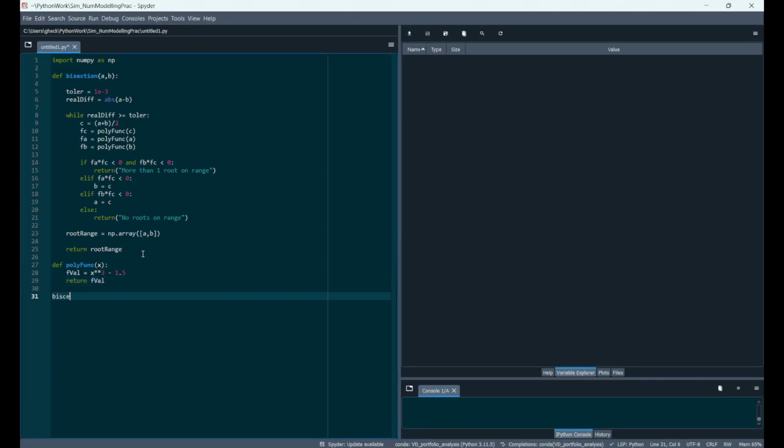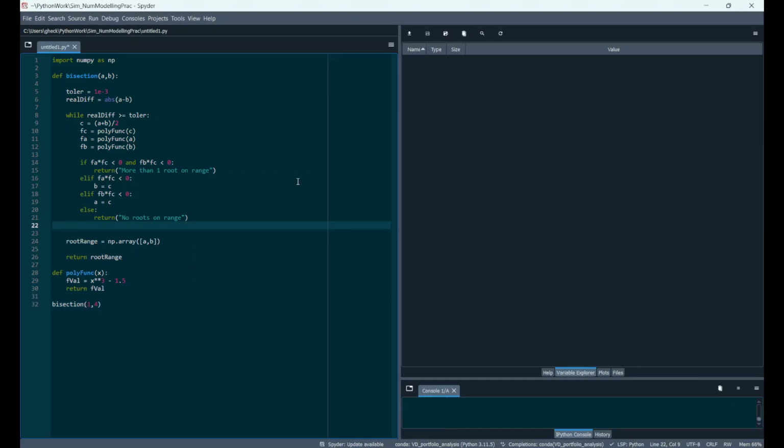And so really simply, if we call this and just decide arbitrarily, okay, let's just say -5 to 10, then we're going to execute this function. What should happen is that we get an array that shows us the range around which we believe this value is in, and we've decided that we have a tolerance of 1e to the -3, so we should see a 1e to the -3 difference between those two values. So if we run this, we'll see that we get no roots on range. That is fantastic. I have no clue why that happened.